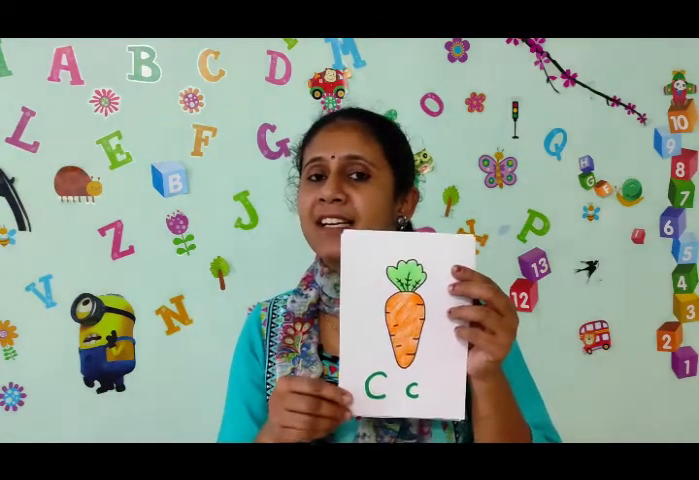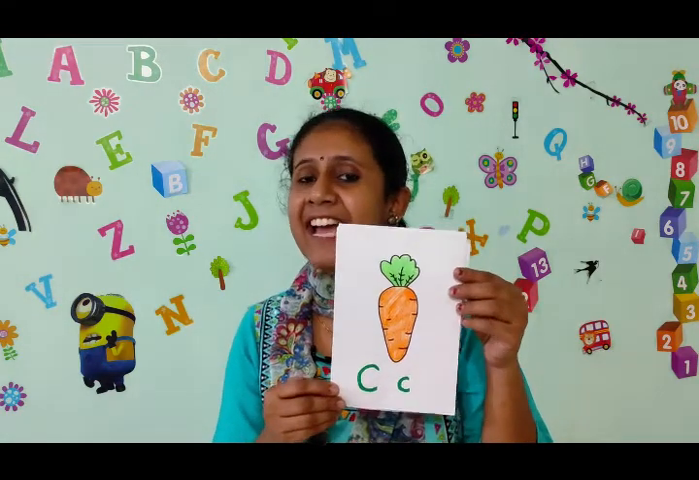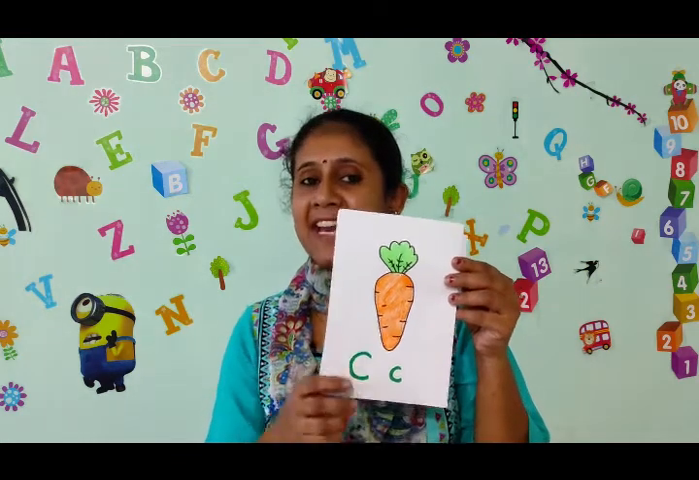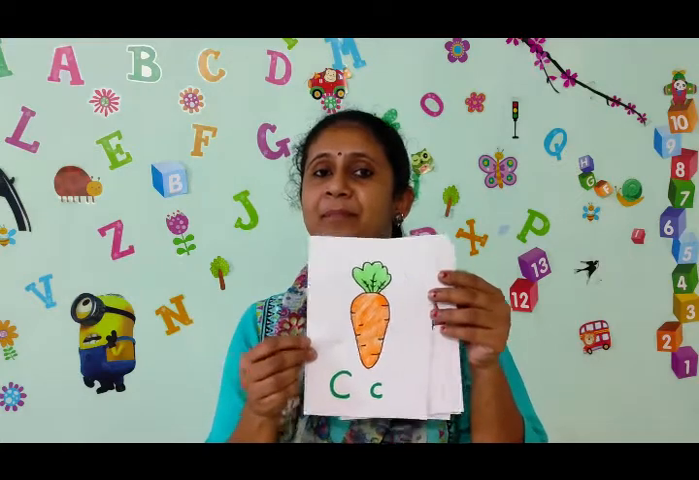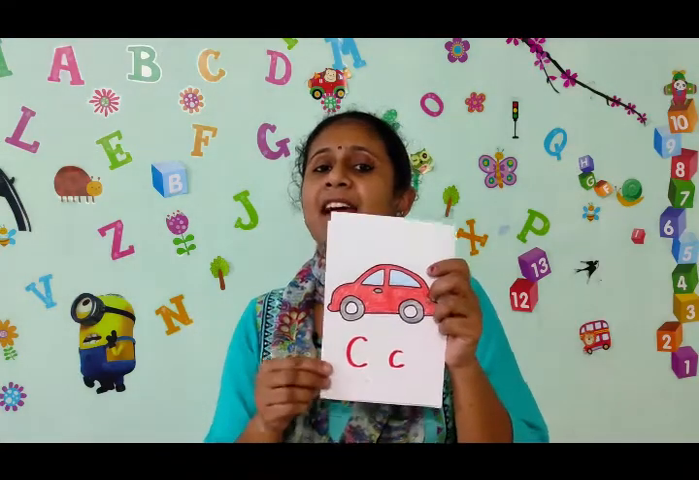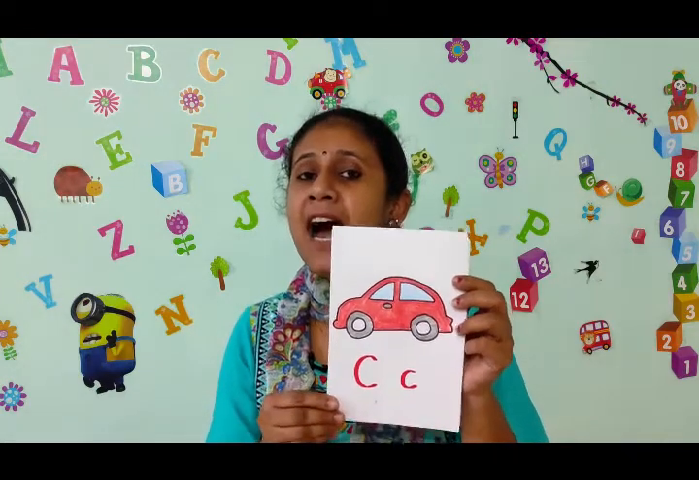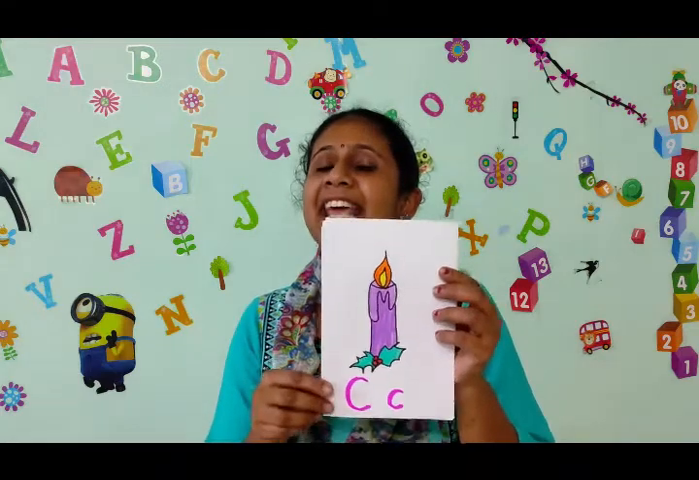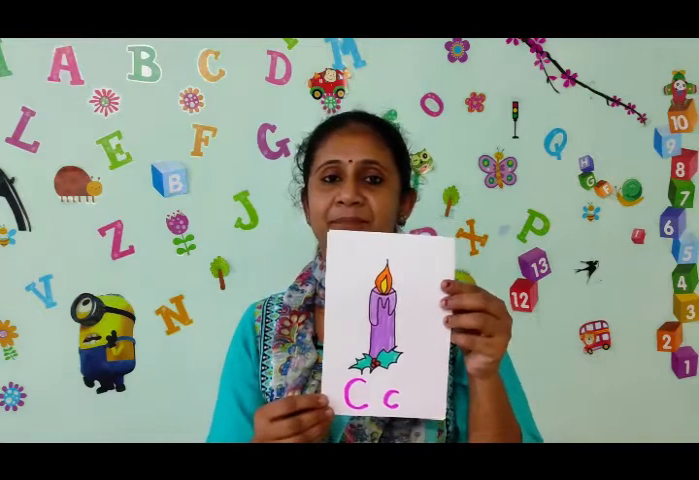What is this? Carrot. Carrot is a vegetable. K, carrot. K, car. K, candle.